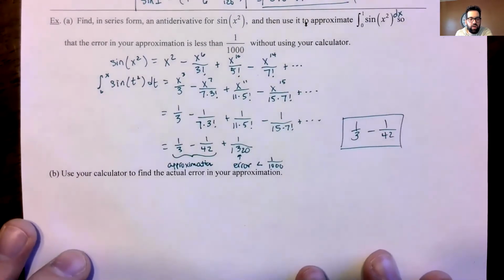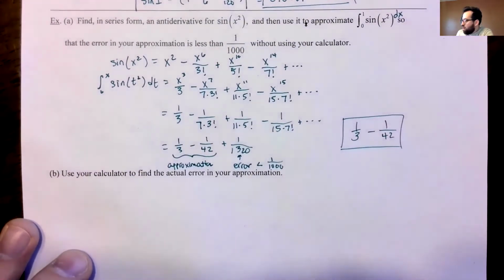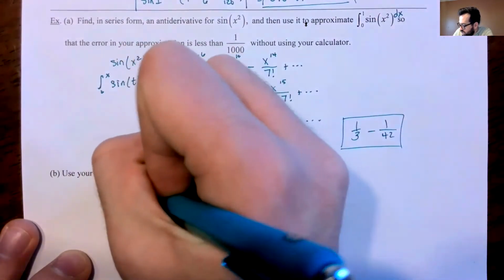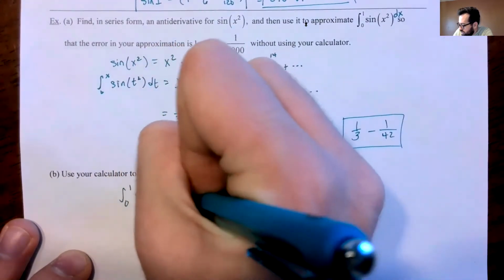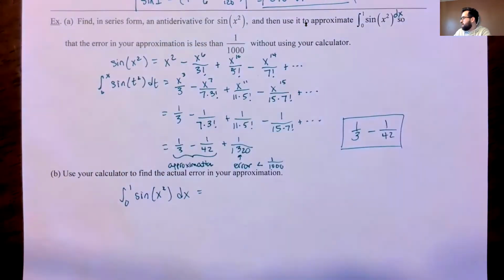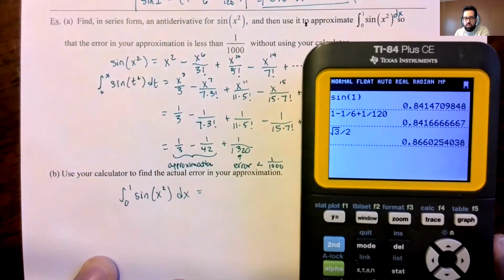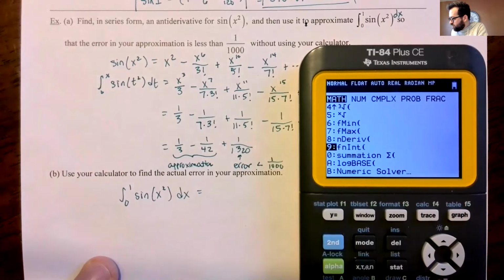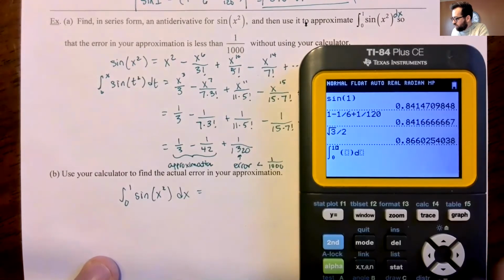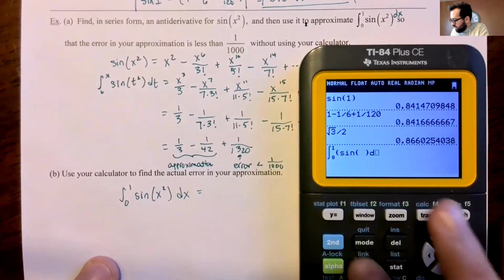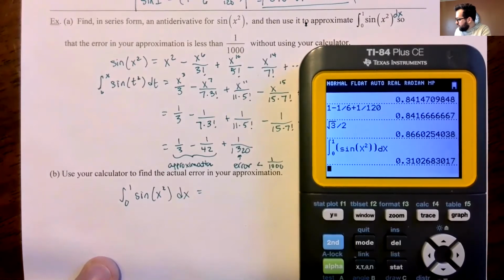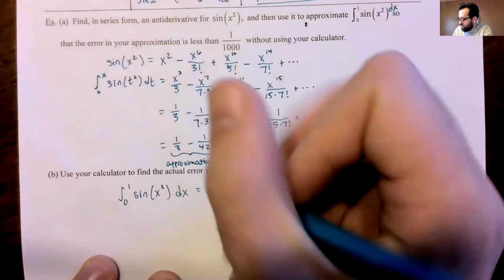And in part B, we want to use a calculator to find the actual error in our approximation. So if we do the integral from 0 to 1 of sine of x squared dx, we can use a calculator to figure that out, right? So let's try it. We're going to have to go into the math menu and get a definite integral. We're going to go from 0 to 1 of the sine of x squared dx. And we're going to get 0.3102683017.